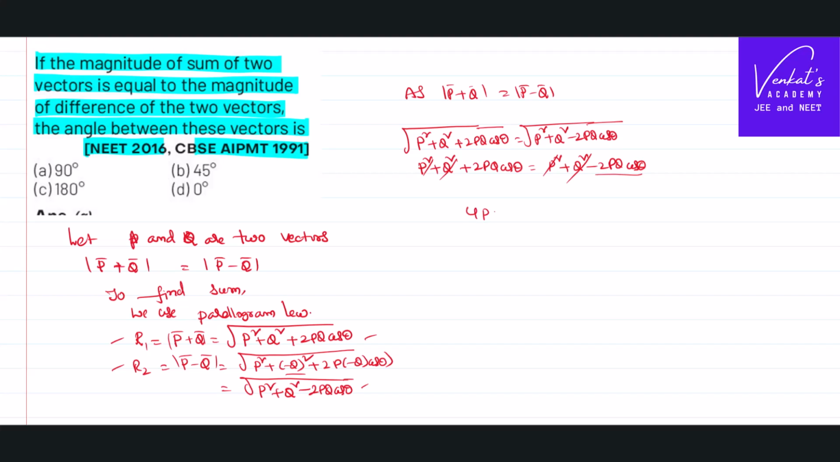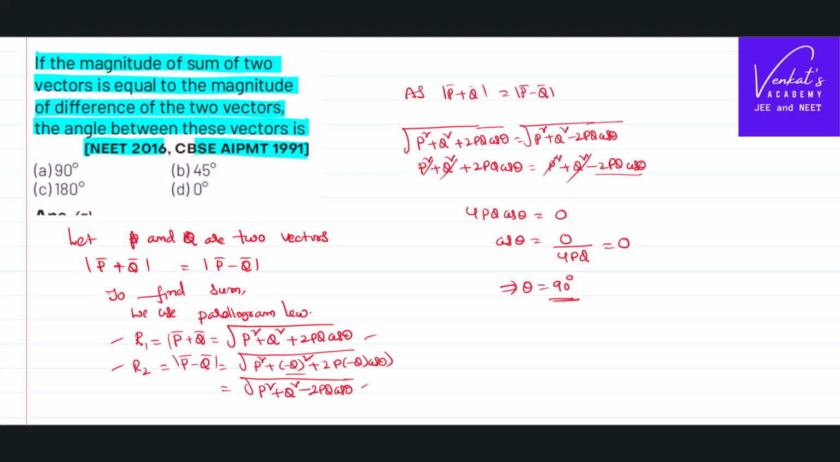Therefore, 4PQ cos theta equals, everything is gone to this side, so that's equal to 0. So cos theta equals 0 by 4PQ. 0 by anything is equal to 0. When cos theta is 0, theta is equal to 90 degrees. That implies the angle between the two vectors is 90 degrees.